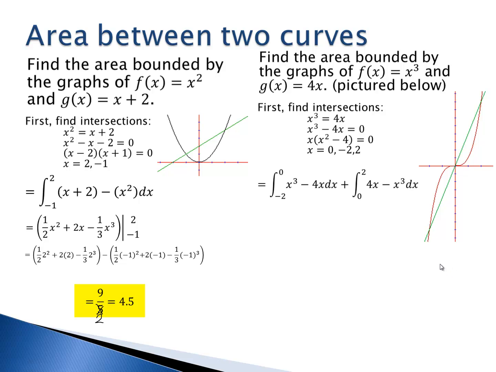Since we're just starting out on these, I'll just set up both of those with you. So from -2 to 0 first, and again we want top minus bottom. And on that side, on the negative side, that's x cubed on top and then 4x on the bottom. The cubic graph on top, the line on the bottom. Alright, and then plus the integral from 0 to 2 on our right side here, and then they switch on that side.